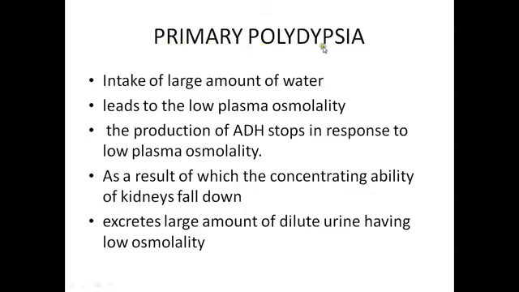So what is primary polydipsia? Primary polydipsia is when there is intake of a large amount of water. So when you take a lot of water, this leads to low plasma osmolality. Right, when you drink a lot of water, osmolality will decrease. So when osmolality decreases, the production of ADH stops in response to it. ADH's function is to increase osmolality, so if osmolality is already low, what will happen?